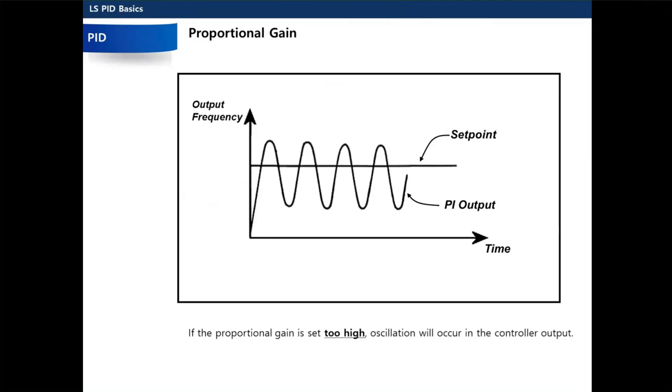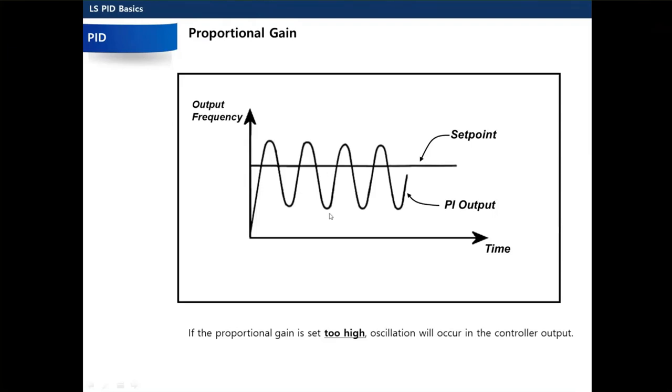Okay. So if we look a little bit more at the proportional gain, this is showing that if proportional gain is set too high, you're making the PID loop too aggressive. So you're going to get oscillation. Your PID output should be matching your set point. You're getting pretty close, but you can see it's overshooting. So it's going above, going below, going above, going below.